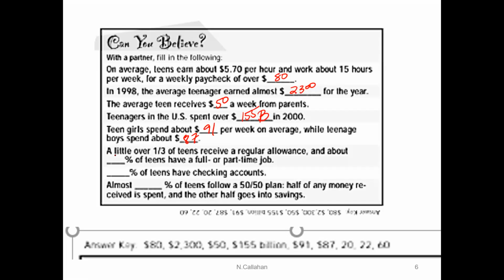A little over a third of the teens receive a regular allowance, and about 20% of teenagers have a full or part-time job, although I think nowadays that has shifted significantly to maybe 40 to 50 or even more. 22% of teens have a checking account, although nowadays, because so many more of you guys work, it's probably more like 50 to 60, 75%. And almost 60% of teens followed a 50-50 plan, save half their money, spend half their money, which in my opinion is a pretty good rule of thumb.